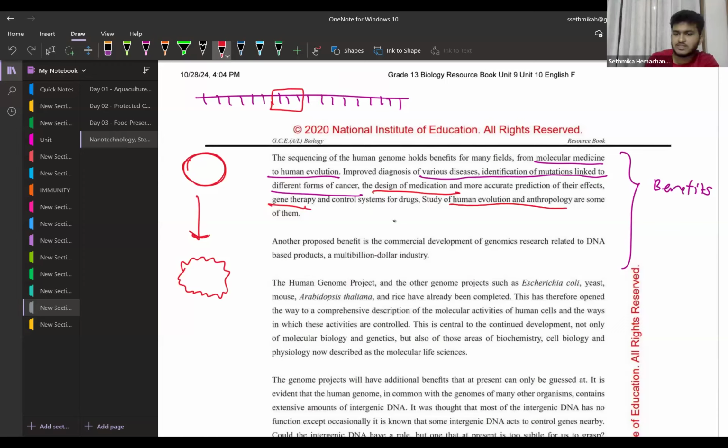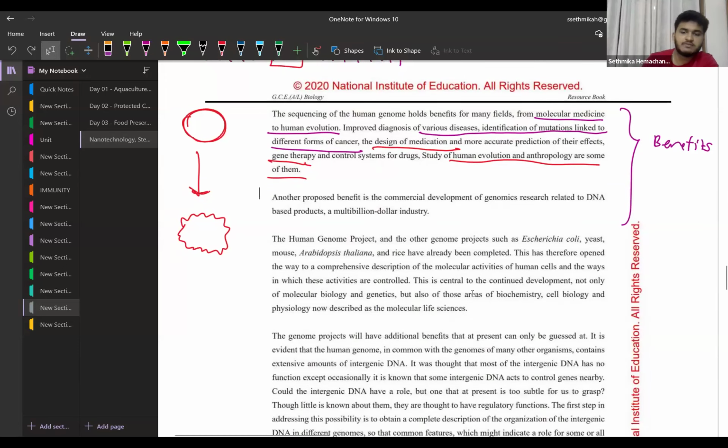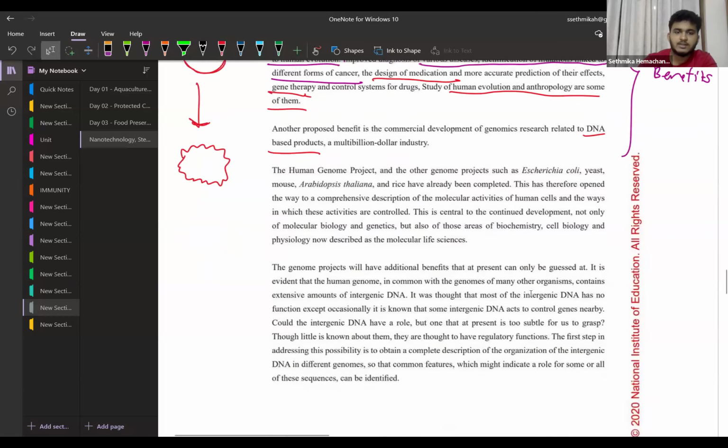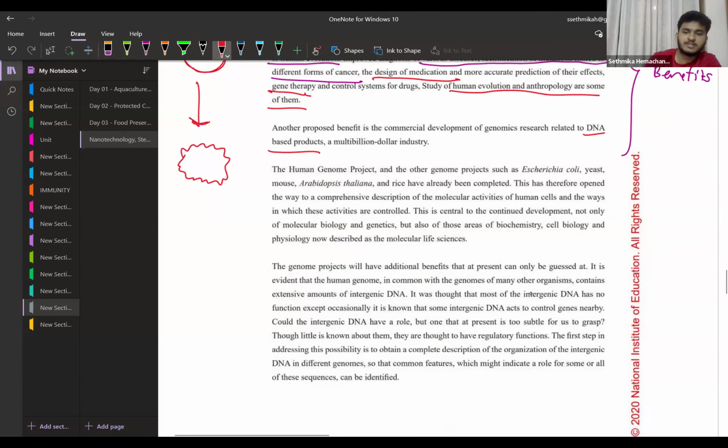Study of human evolution. Again, using the genes, you can study human evolution and anthropology, right? Another proposed benefit is the commercial development of genomics research related to DNA-based products. It's like a business, right? So it becomes important to companies that develop DNA-based products. The Human Genome Project and other genome projects, right?